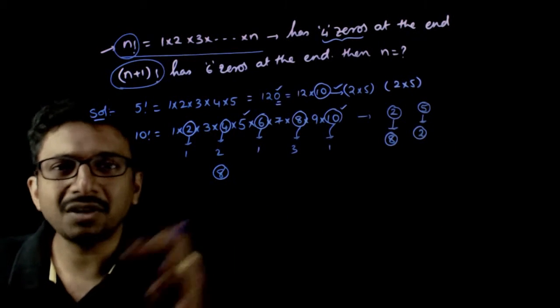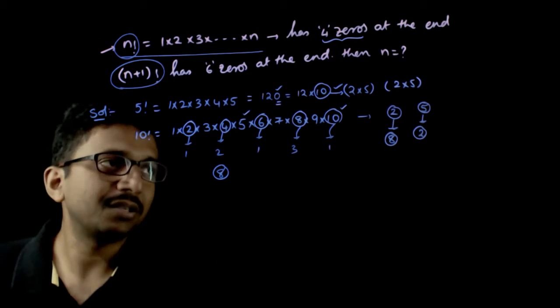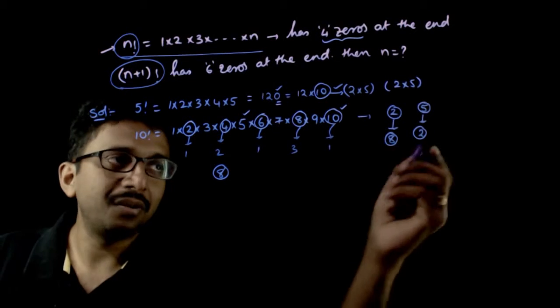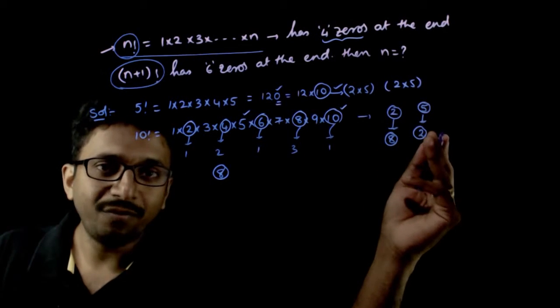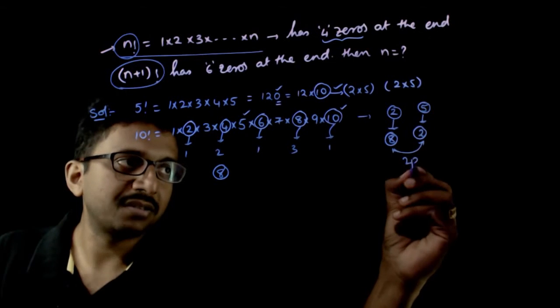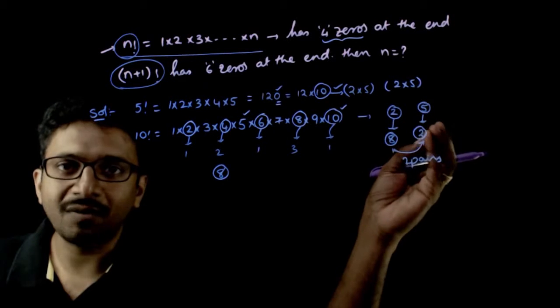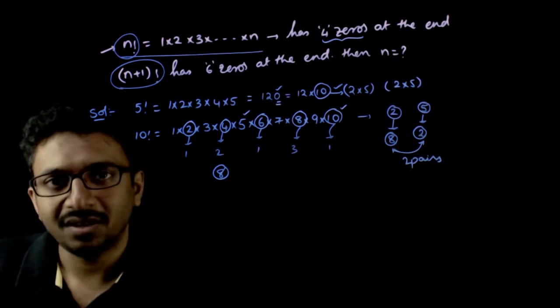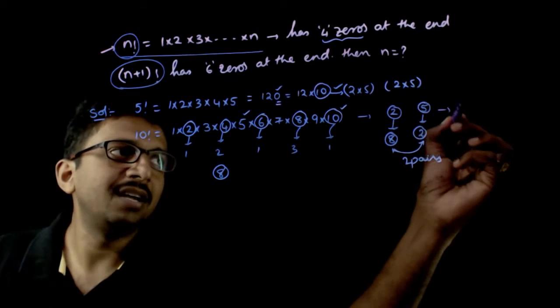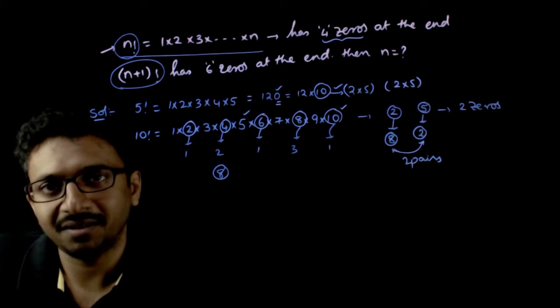So how many pairs of 2 and 5 are there? I want the pair of 2 and 5 to get a 10. So how many pairs are there? You have 2 5's and you have 8 2's. So effectively you have 2 pairs of 5 and 2's. That is, if you club 5 and 2, because you have only 2 5's, you can get only 2 pairs. That means 10 factorial has 2 zeros at the end. So 10 factorial has 2 zeros at the end.